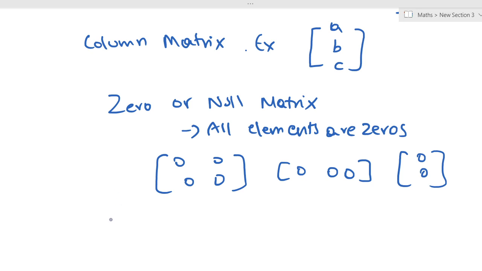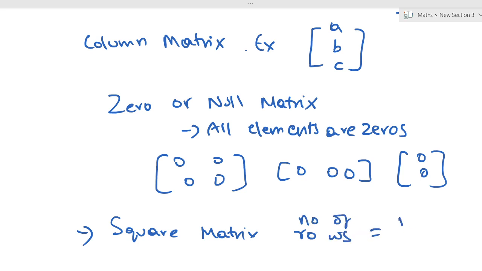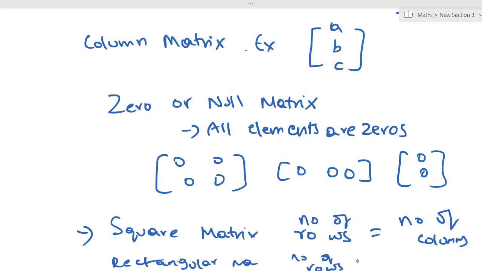So guys, square matrix. What is a square matrix? A square matrix is something where the number of rows equals the number of columns. So if the number of rows is equal to the number of columns, it is a square matrix. Otherwise, it is a rectangular matrix, if the number of rows is not equal to the number of columns.